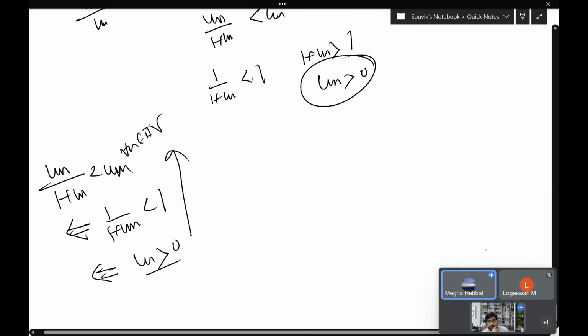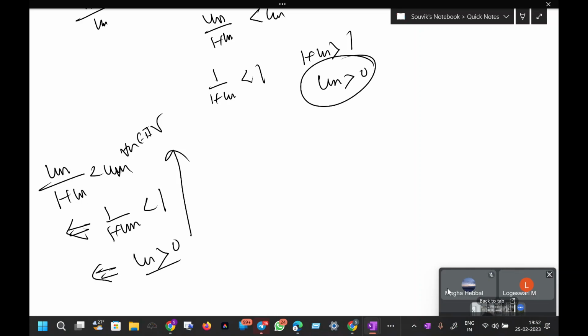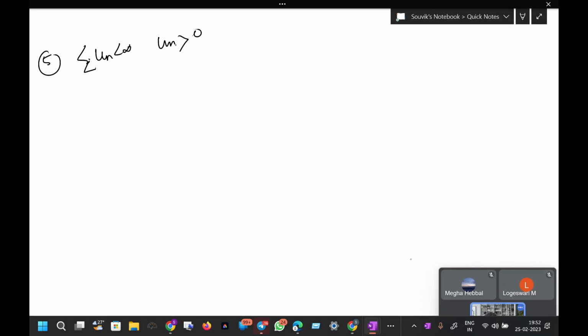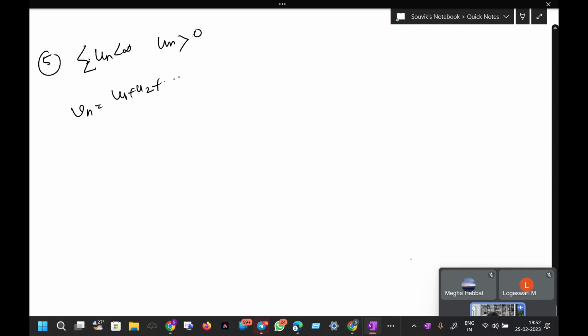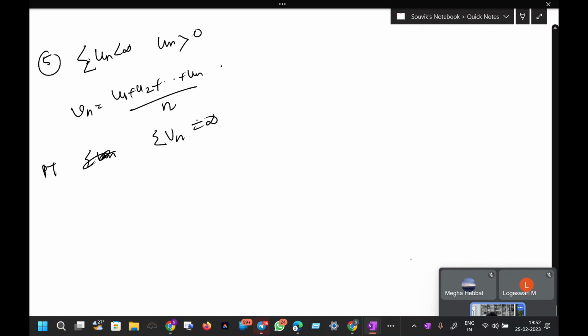But if we have to use that, we need to go from how you showed, like backtrack it. Okay, so consider this problem. Here the hypothesis is the same, that the given series is convergent and un is greater than 0. And consider Vn equal to (u1 plus u2 plus ... plus un) by n. Prove that summation Vn is divergent.